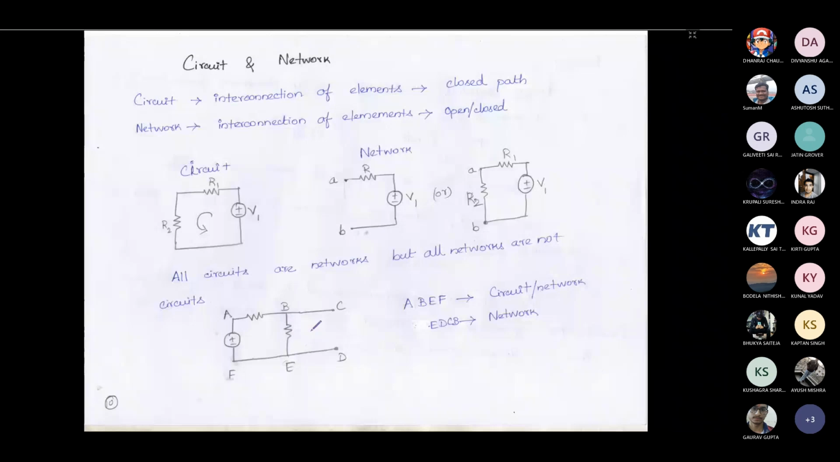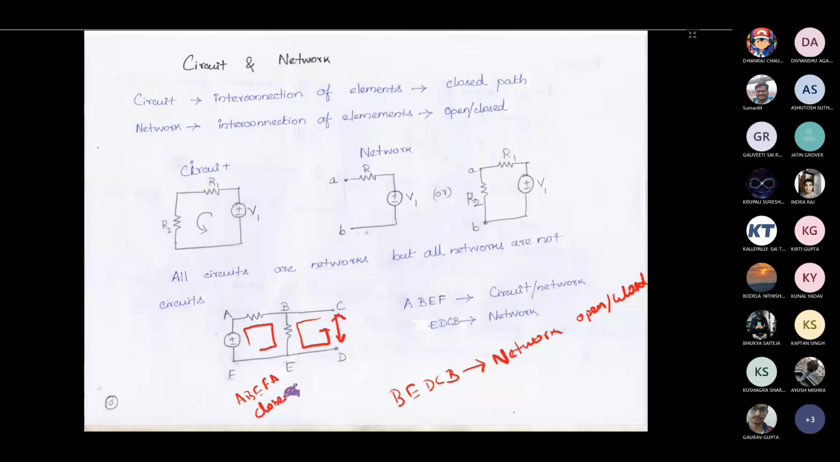Okay, so if you see B, E, D, C, B, here between C and D there is no connection. So since there is no connection here, current cannot flow. So you can call this as a network. Okay, so it can be either open or closed, and this A, B, F, E, A, so A, B, E, F, A. This is only closed, and this can be either network or circuit.